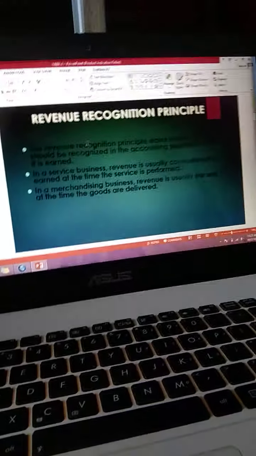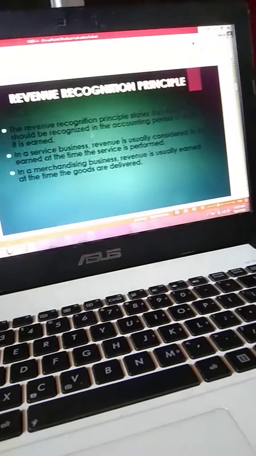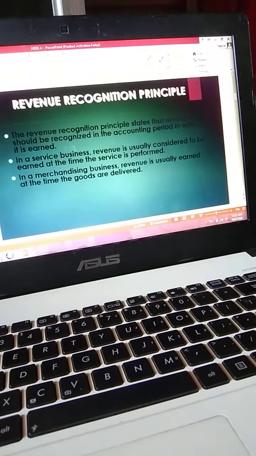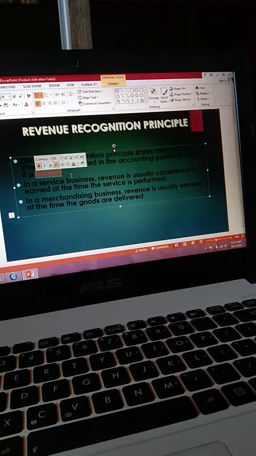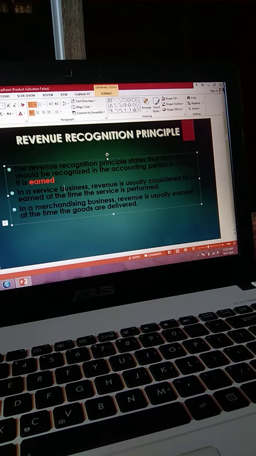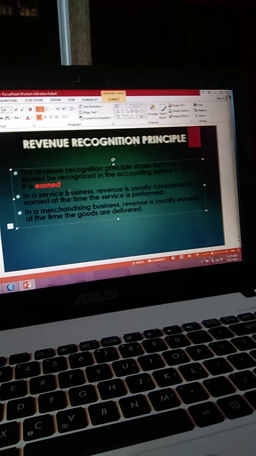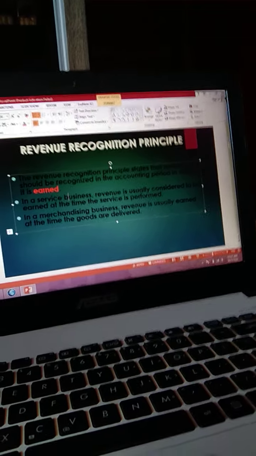Okay, so basically the revenue recognition principle states that revenue should be recognized in the accounting period in which it is earned. Means when you get the money, then you record it in that period. So we call it revenue recognition. Means you recognize that revenue that you get just now or you earn just now.